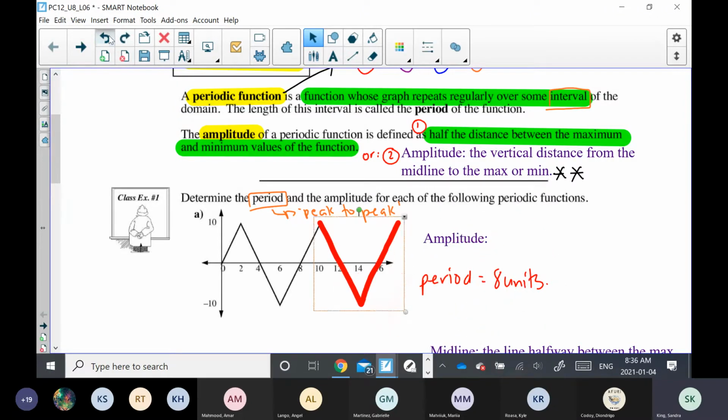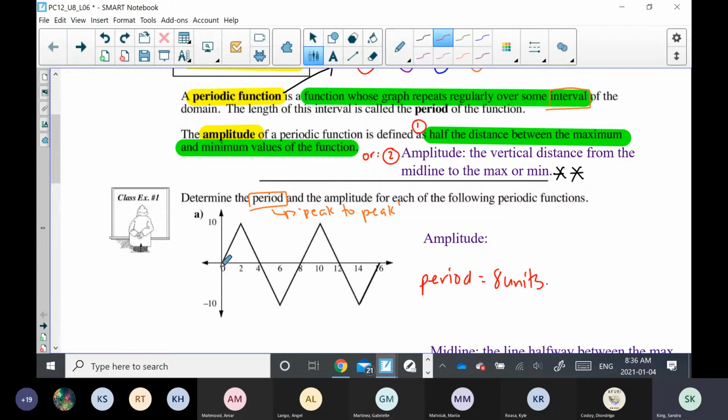The other way that you could find period is that the graph starts here and it ends here. So this shape is going to repeat. If you look, that's 8 units. So if you want to see that shape repeating over 8 units, I'll quickly show you that.